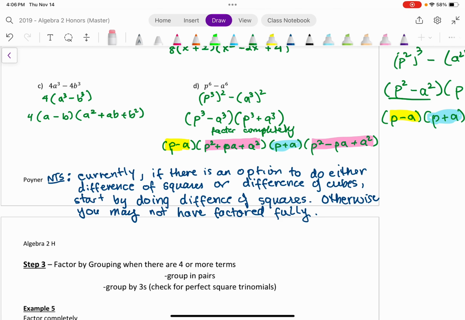So I put this here, NTS, note to self. Currently, if there is an option to do either difference of squares or difference of cubes, start by doing the difference of squares. Otherwise, you may not have factored fully.